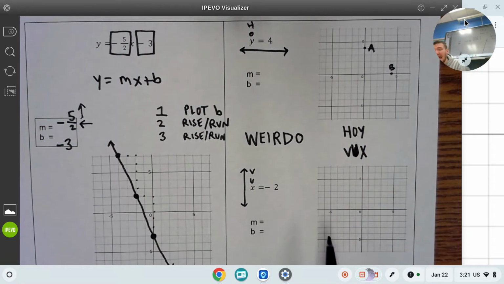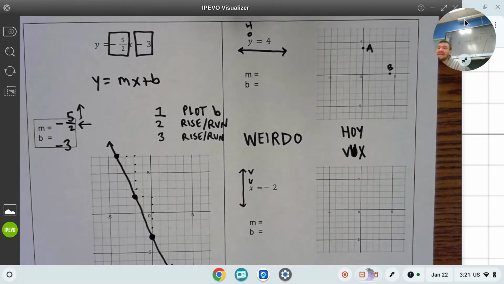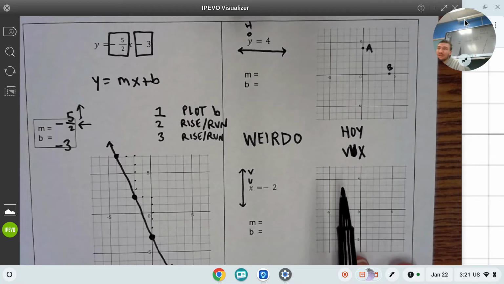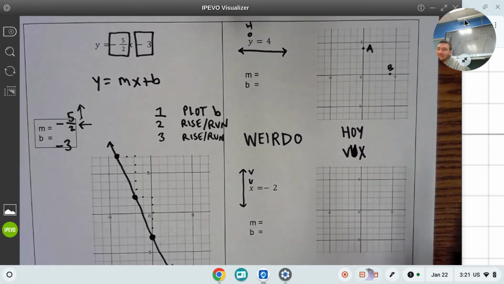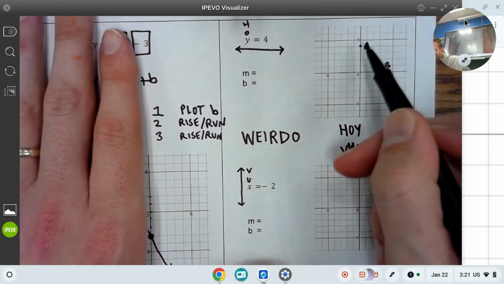The x-axis is the sideways axis, but an x equals graph needs to be an up and down graph, which, I hear you, is a little bit funky, but that's just how it goes. I'll explain it in just a second. Let's pick our first point here. We've got A or B.